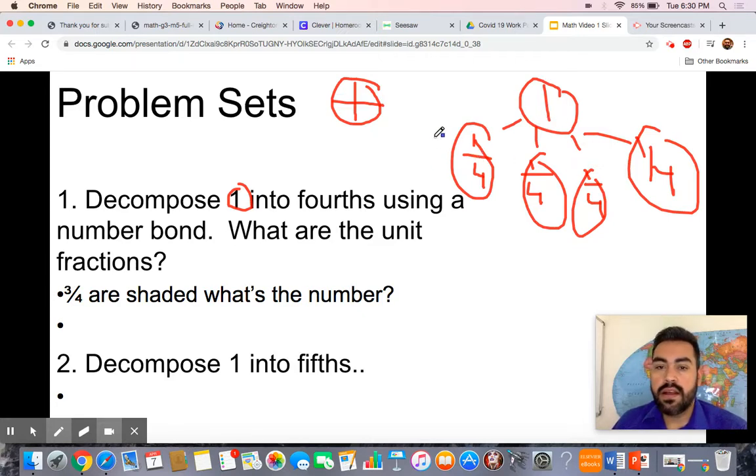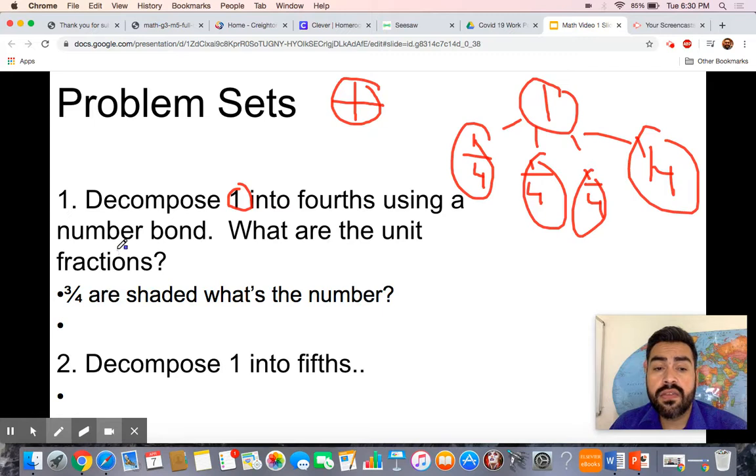So again, reminder, we call these the unit fraction. The unit fraction is 1/4, 1/4, 1/4, 1/4. The unit fraction is 1/4 because each part is 1/4. So remember, unit fraction is 1/4.